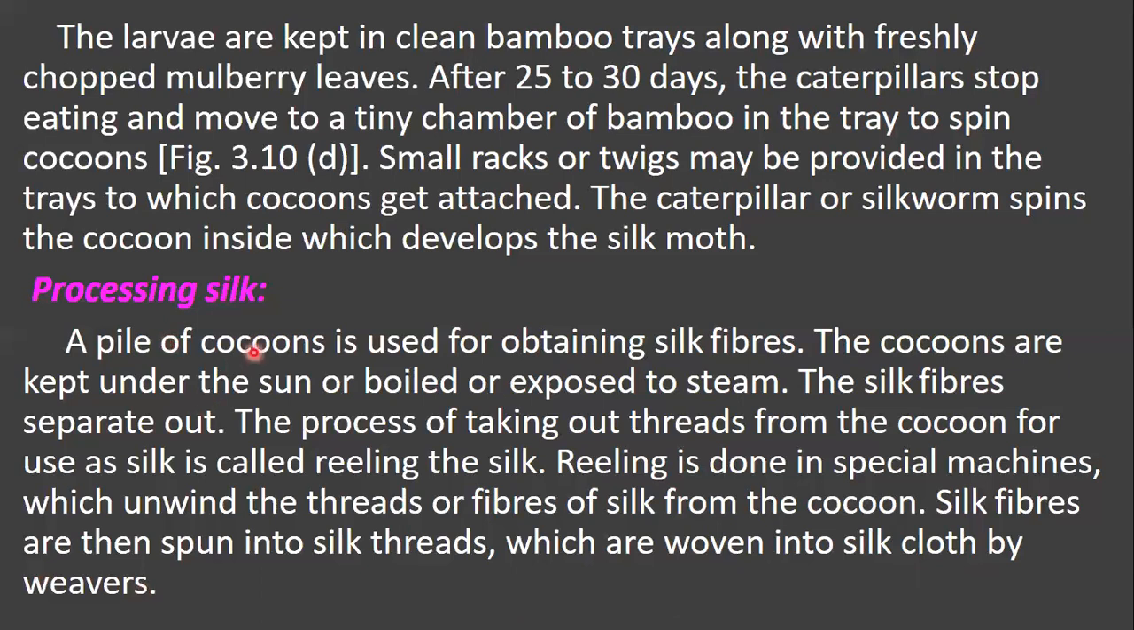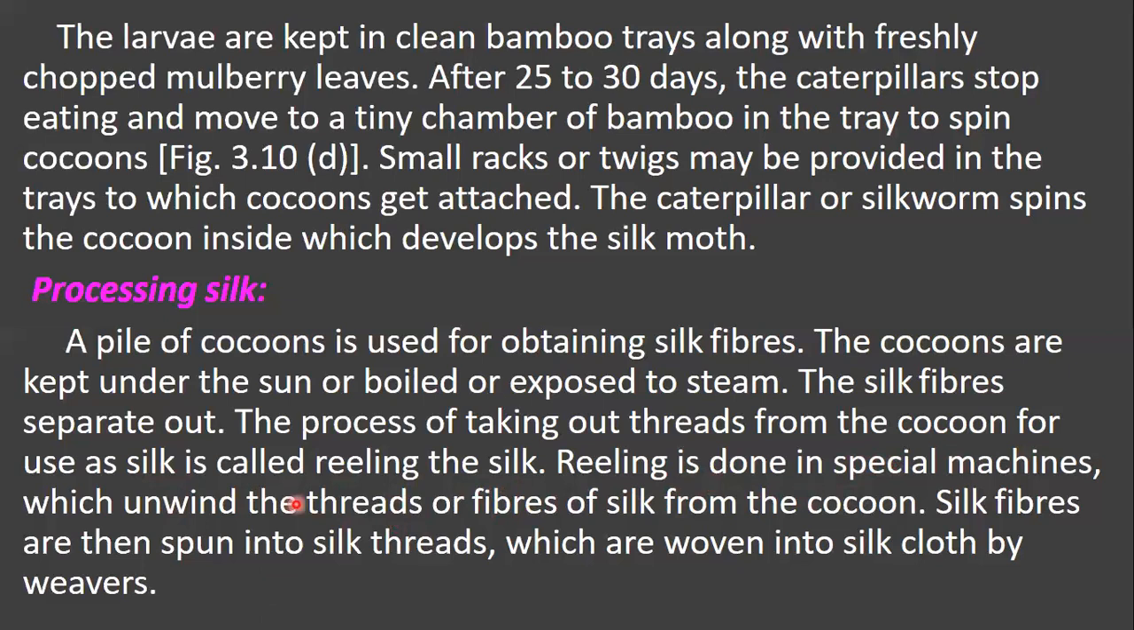See children, here is the processing of silk. First the pile of cocoons, a large number of cocoons, is used for obtaining the silk fiber. The cocoons are kept under the sun or boiled or exposed to the steam. The silk fibers are then separated out, and the process of taking out the threads from the cocoon for use as silk is called reeling the silk. And reeling is done in special machines which unwind the threads.